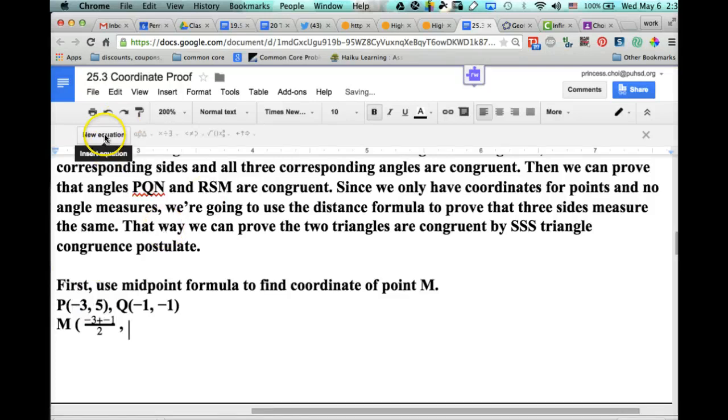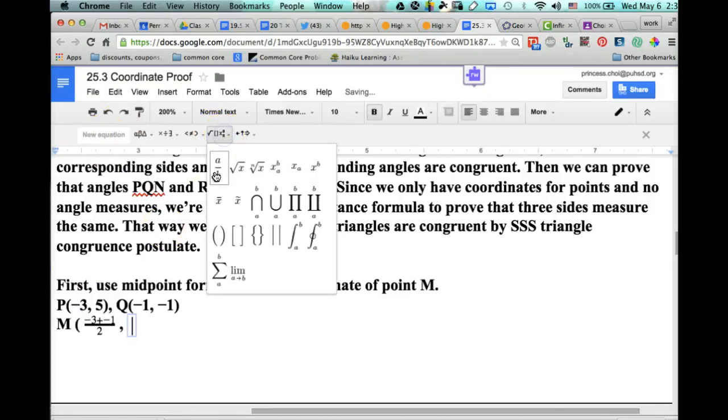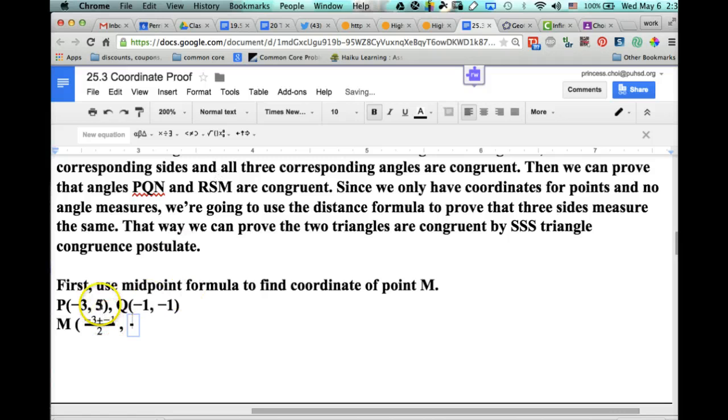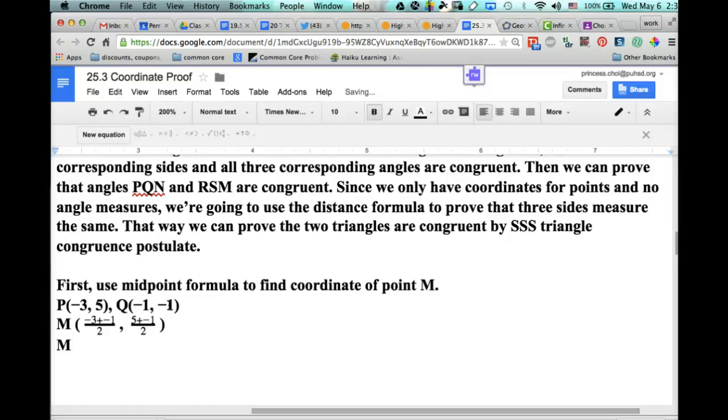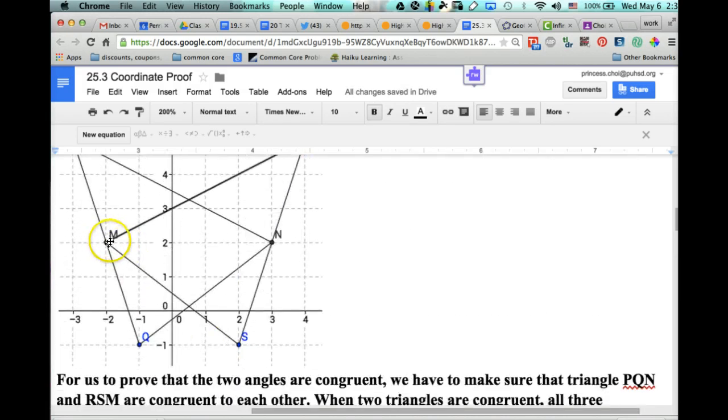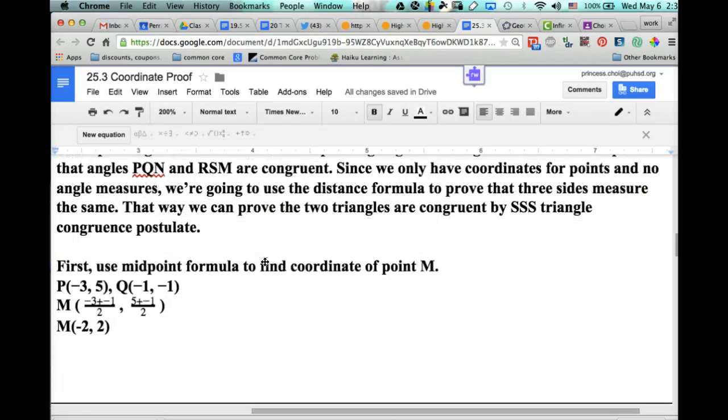Now for the y coordinate, again, click on New Equation, A over B, and now you have to go 5 plus -1. Right? So now we just have to calculate, right? -3 plus -1 is -4. Divided by 2 is -2. 5 minus 1 is 4. Divided by 2 is +2. Well, we already knew it because look, we can see it.